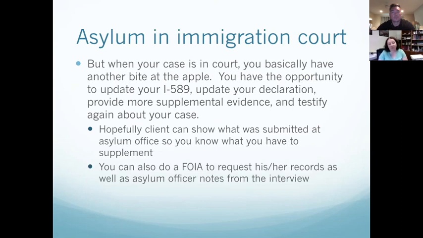The same goes for if your client is in immigration court and they had a credible fear interview. You can go back and say, I would like credible fear interview notes. Hopefully your client will have those when they come to you, but if they don't, you can request them. And it's very important that you get those notes, because again, the government can go back and say, well, you said this in your credible fear interview, why are you saying this now? And so consistency at the immigration court stage is very important.